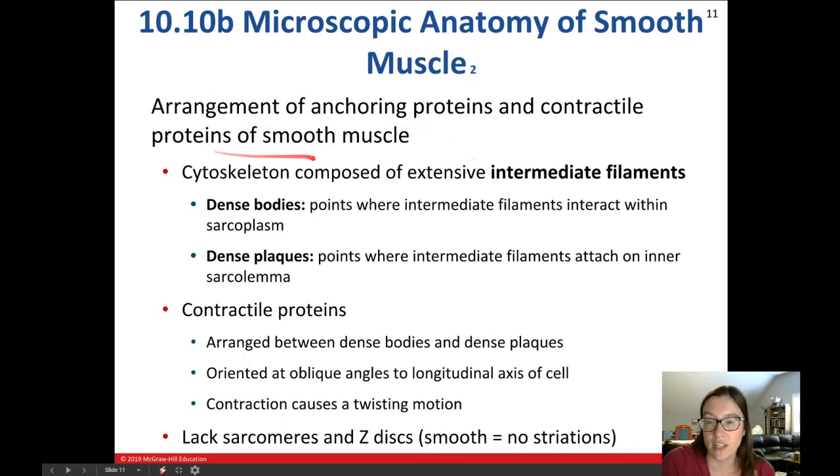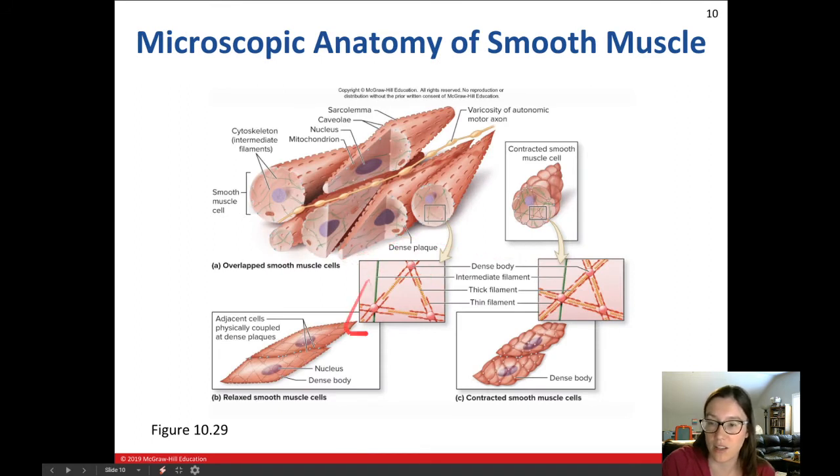And so we also have dense plaques, which are points where the intermediate filaments attach on the inside of the sarcolemma. And that's because it doesn't matter if the thick and thin filaments contract if they weren't connected to the outside of the muscle. So the dense plaques can connect it to the sarcolemma so that the whole muscle is going to contract.